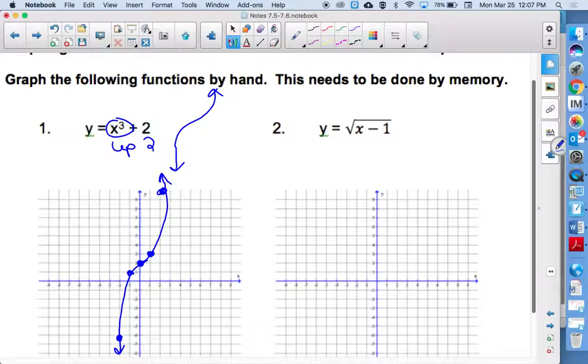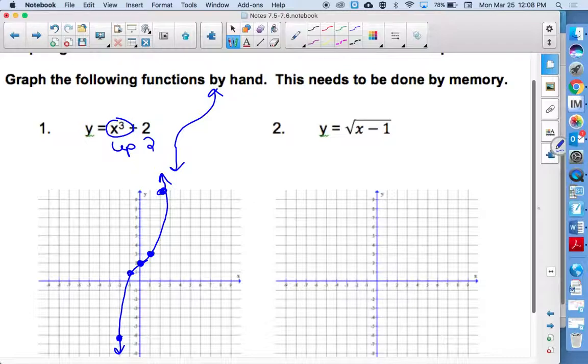But I'm not making a t-chart. I'm using the power of x. Whatever my x number is, I'm cubing that number to get to the vertical point. So looking at number 2, we have a square root of x minus 1. What's a square root graph look like?